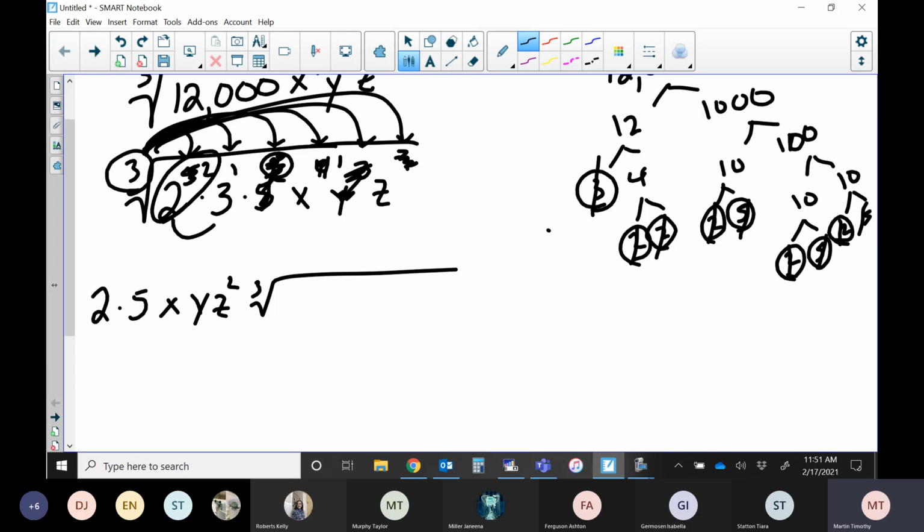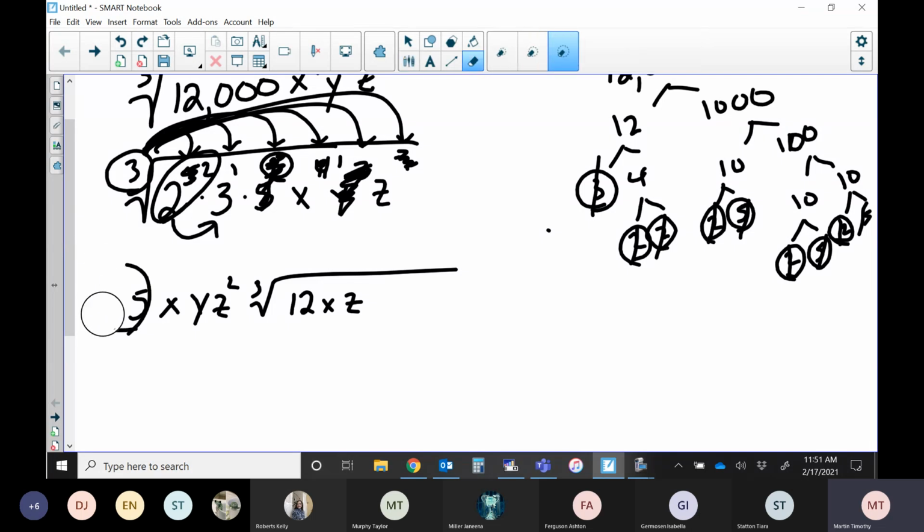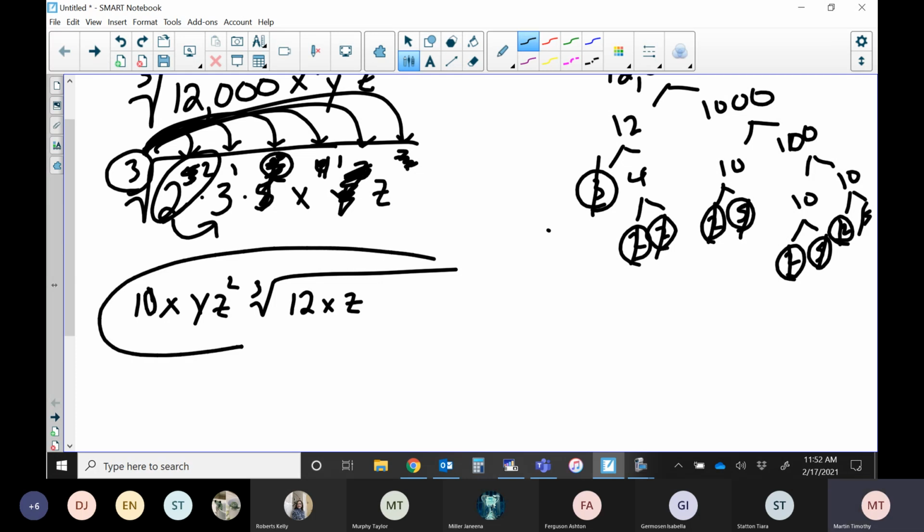Multiply that out. 4 times 3 is 12. And then x, there's no y's, those were gone, and then z. And then finally, multiply this, or instead I'm just going to erase that. 2 times 5 is 10. So this would be my final 10. This would be my final complete answer.